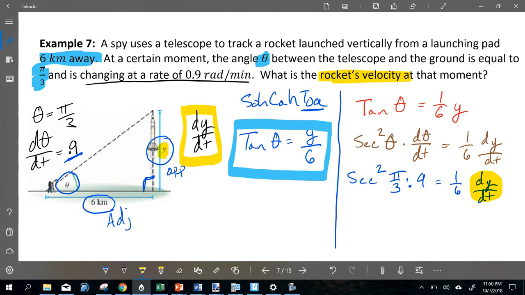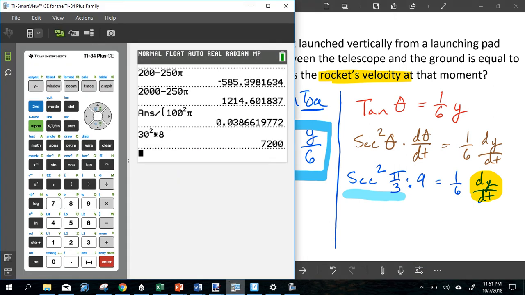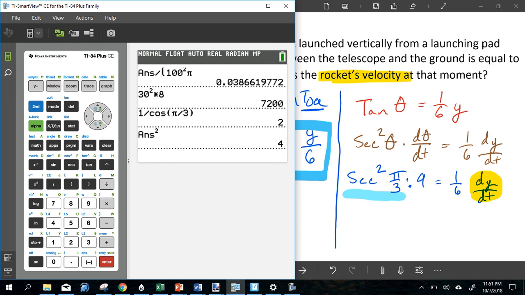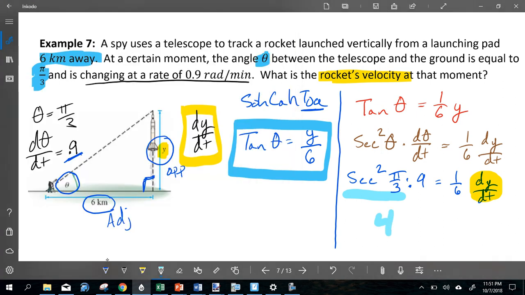To solve this, the thing that's going to screw us up the most is this secant squared pi over 3. In my calculator, I don't have a secant button. First of all, I want to make sure I'm in radians, but I don't have a secant button. So instead, I'm going to go 1 over cosine, because secant is the reciprocal of cosine. 1 over cosine of pi over 3. Type that in, I get 2, but that's not what I want. I want secant squared, so I'm going to take that and square it. So 2 squared is obviously 4 times 0.9.